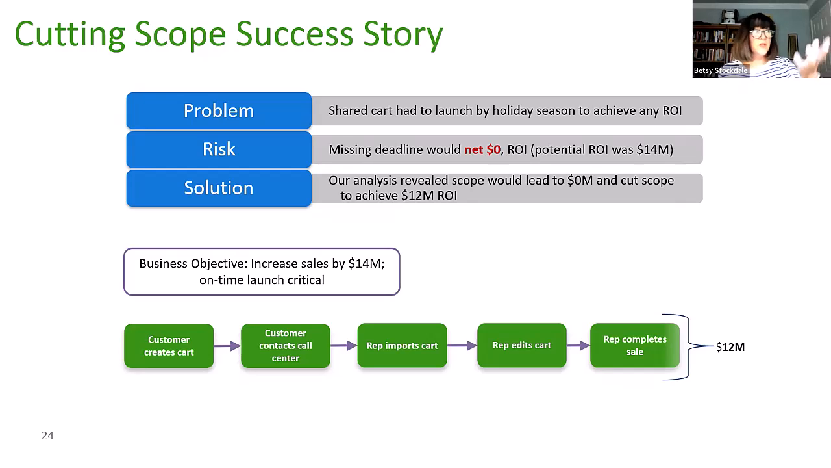Now, is 12 million the 14 million that they hoped to have gotten from an ROI? No, but it's a lot better than zero, right? And they were on the path, or we were on the path, of delivering zero.